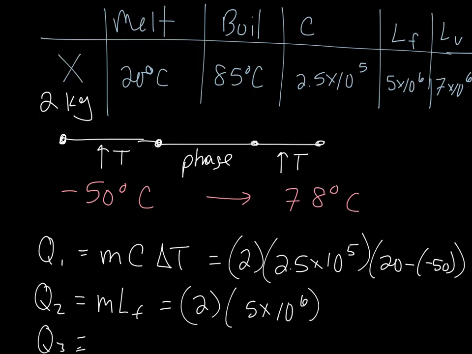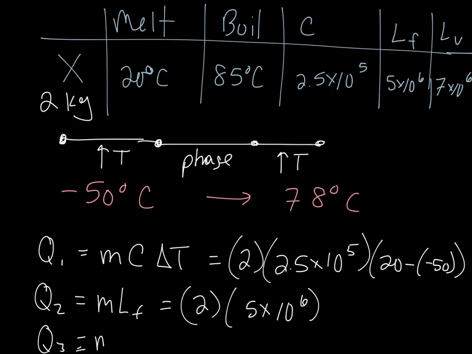to change phase. Why isn't there a delta T in this formula for Q2? Who's been able to figure that out? Why isn't there a delta T? There's a delta T here. There's going to be one here. Why isn't there a delta T here? Shouldn't there be some sort of change in temperature for heat to occur? Why not? During phase change, the temperature stays the same. Yeah, the temperature stays at 20 during that phase change. It gets up to 20 during this part. It stays at 20, and then it increases from 20 on afterward.